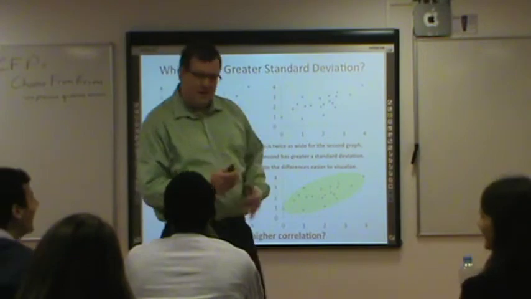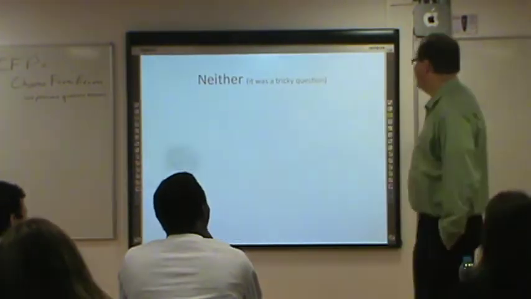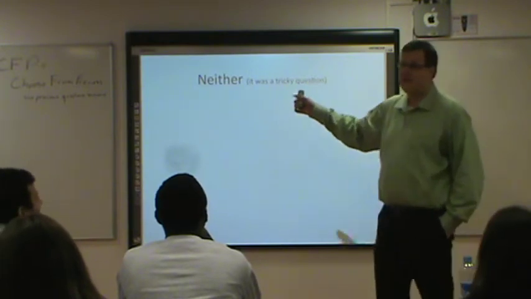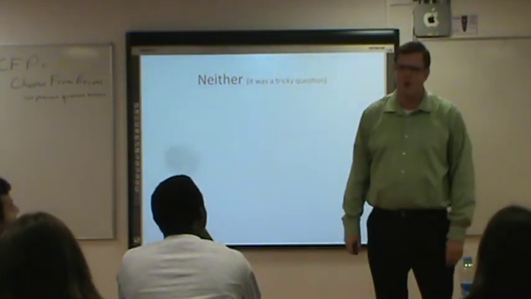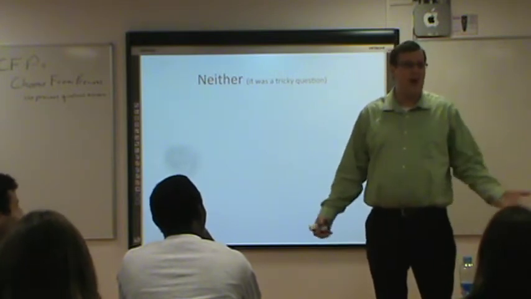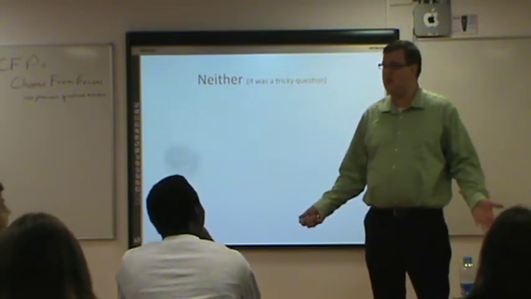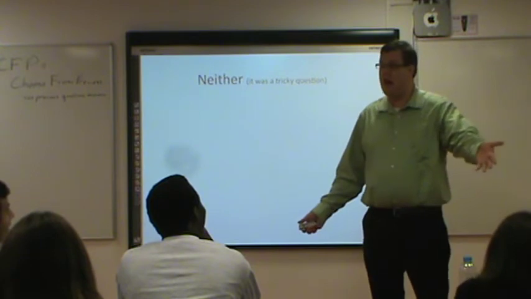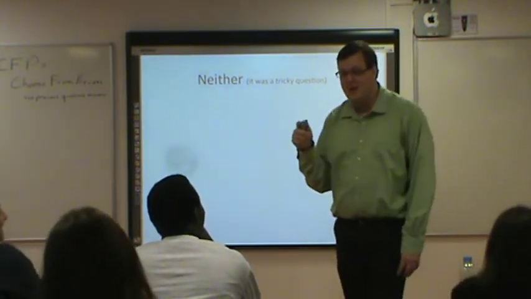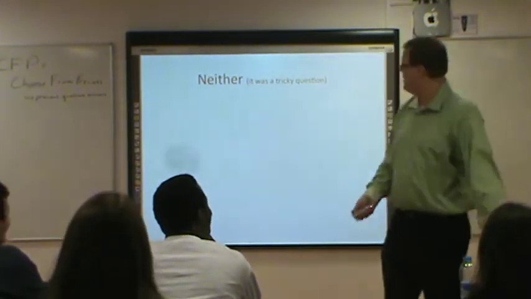Okay, let's define what a correlation is. So the correct answer was neither. Some students say, oh, teacher, that was a trick question. You were trying to trick me. And I say, I don't try to trick my students. I want to see if you guys know or not. I'm not trying to trick you. But it might be a tricky question. That last one was a tricky question, not a trick question.